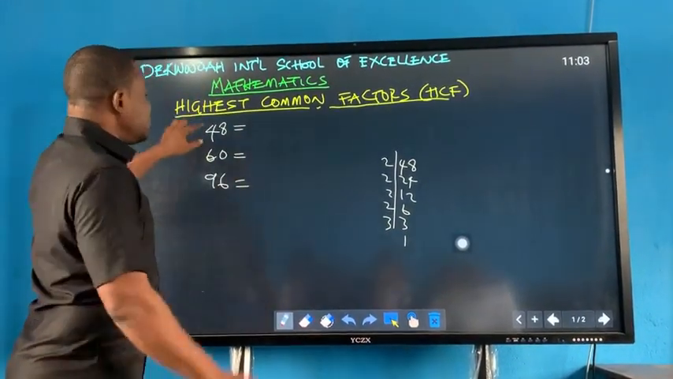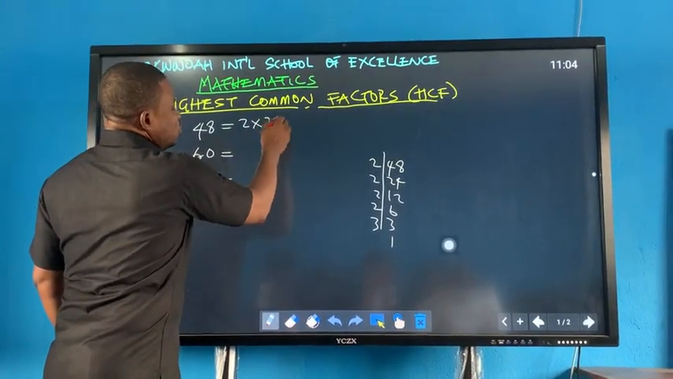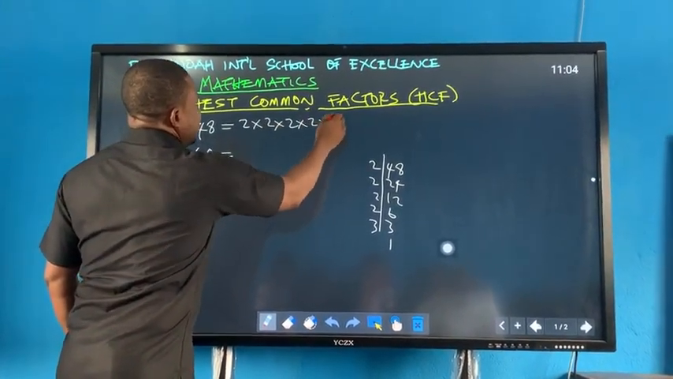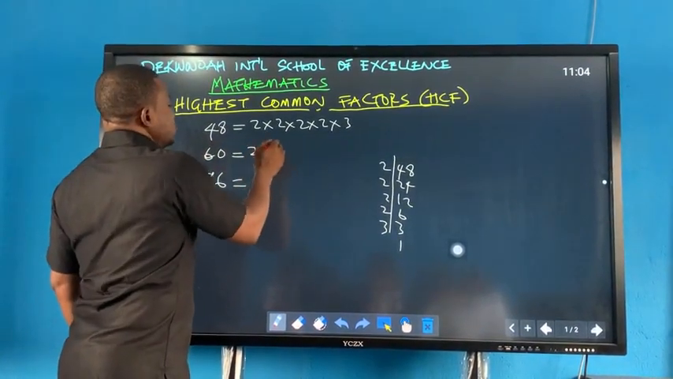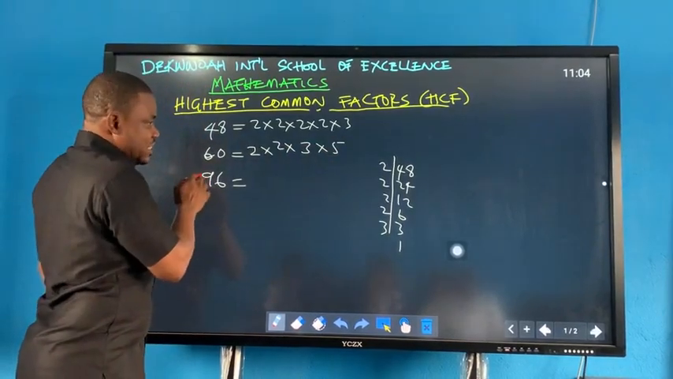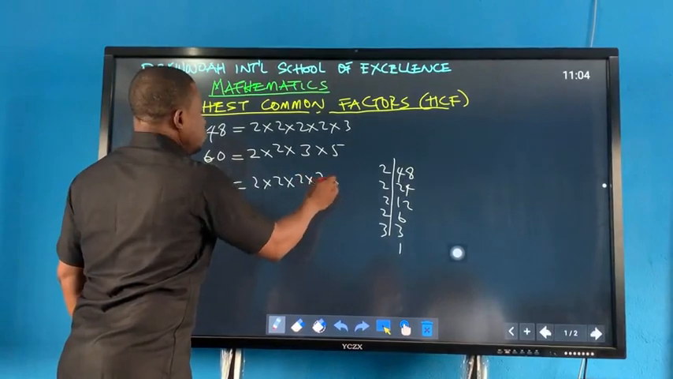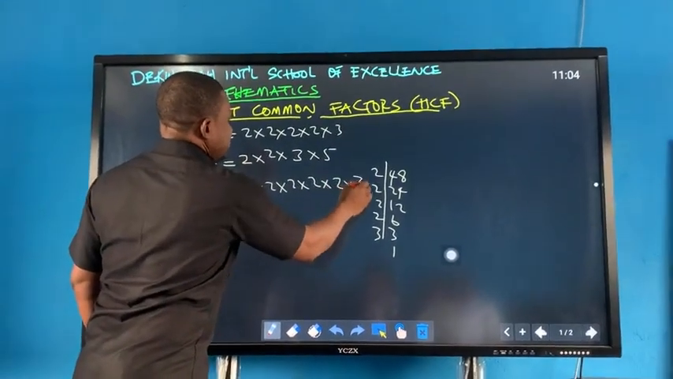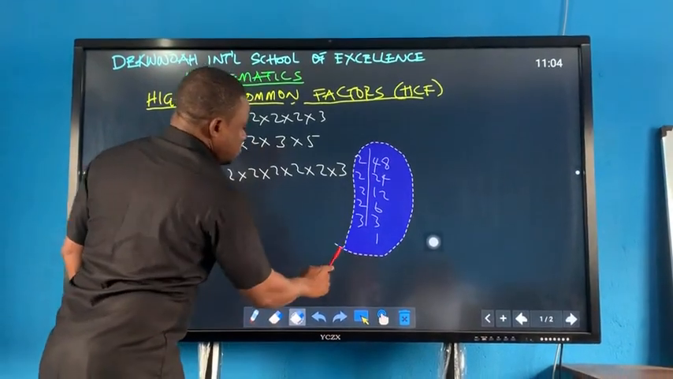So if I express 48 as product of prime factors, I'll get 2 times 2 times 2 times 2 times 3. If I express 60 as product of prime factors, I'll get 2 times 2 times 3 times 5. If I do the same thing for 96, I'll get 2 times 2 times 2 times 2 times 2 times 3. Alright? So I'll express them as product of prime factors.